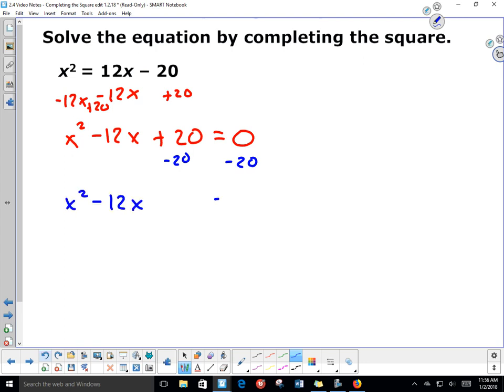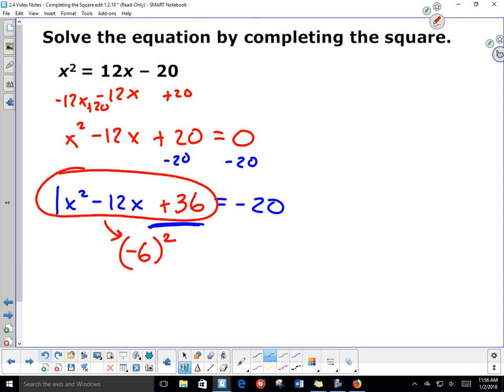So we really have this, and notice I'm leaving some room here to complete the square. The leading coefficient is a 1 on the x squared, so that makes it okay to try and complete the square. We're going to take half of negative 12, which is negative 6, and we're going to square that, and that gives us 36. So this is a perfect square trinomial now, but I just added 36 to the left side of the equation. So now my equation is not in balance. So to balance it off, I have to add 36 to the other side of the equation.